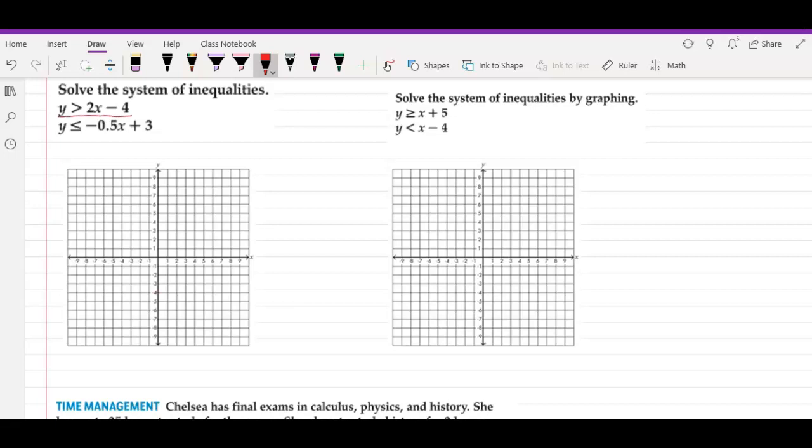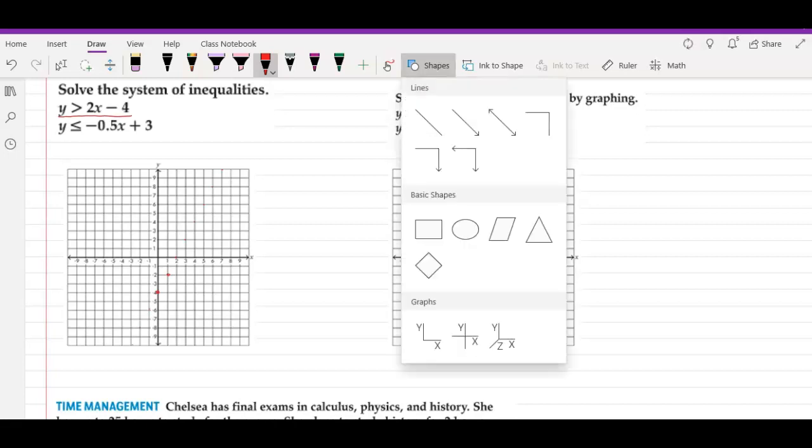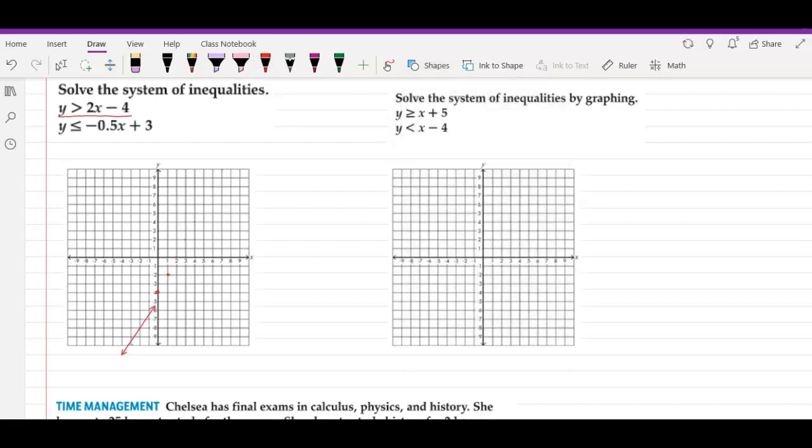We begin at -4, we rise 2, run 1, and we repeat that over and over so we can get a nice line on our graph. Then we connect it with a line, as neatly as possible, because where we're going next in step 8, we're going to want to make sure we can graph these systems as precisely as possible. All right, that is going to be a dashed line because it is greater than.